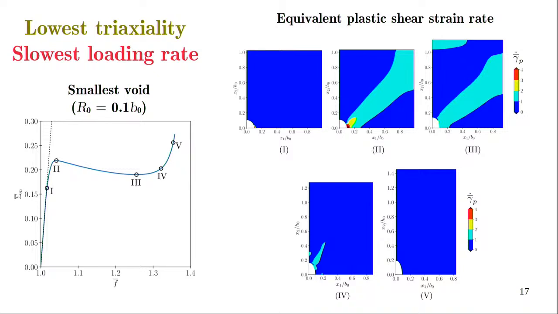Now when we go to the second point, that is the peak of the mean stress, we see a shear band at almost a 45-degree angle, which actually causes plastic strain in the whole cell.